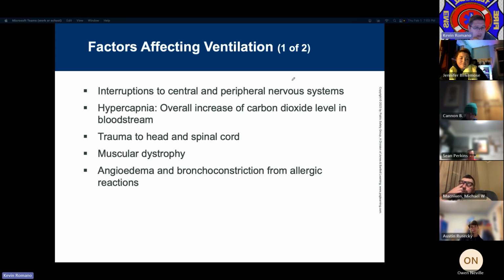All right, so trauma to the head and spinal cord can also interrupt nervous control of ventilation. We just talked about that the other day, right? A patient with head trauma. So what's our magic number for end-tidal with head trauma? What's that magic number for end-tidal? Isn't it 40?